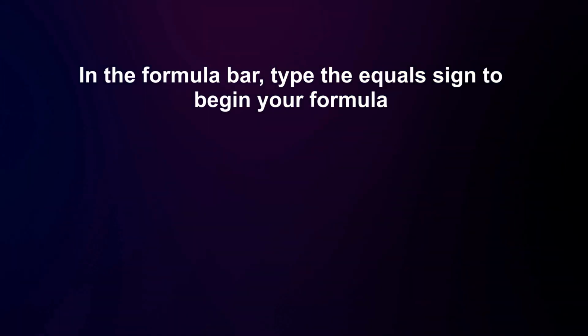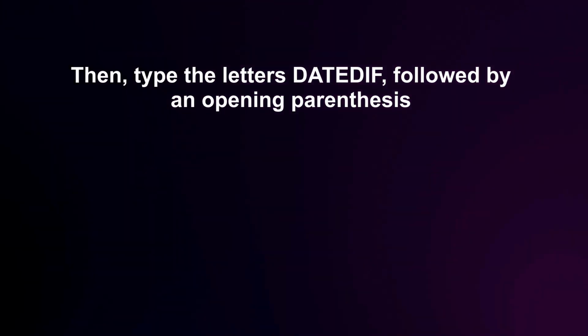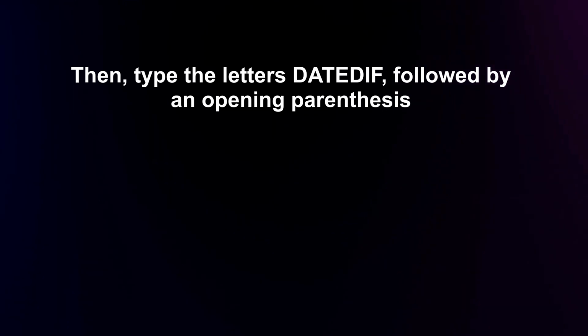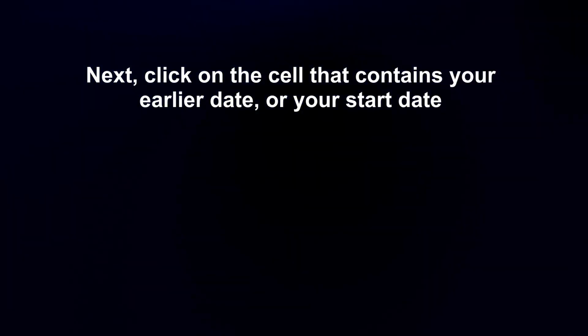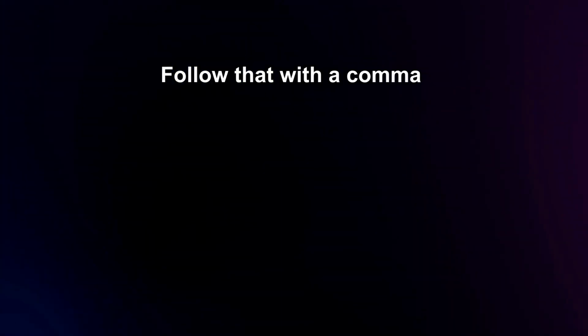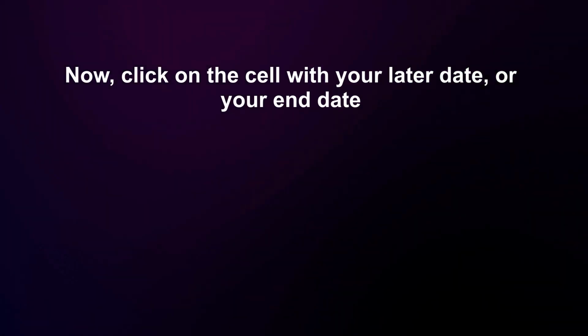In the formula bar, type the equals sign to begin your formula. Then, type the letters DATEDIF, followed by an opening parenthesis. Next, click on the cell that contains your earlier date, or your start date. Follow that with a comma. Now, click on the cell with your later date, or your end date.